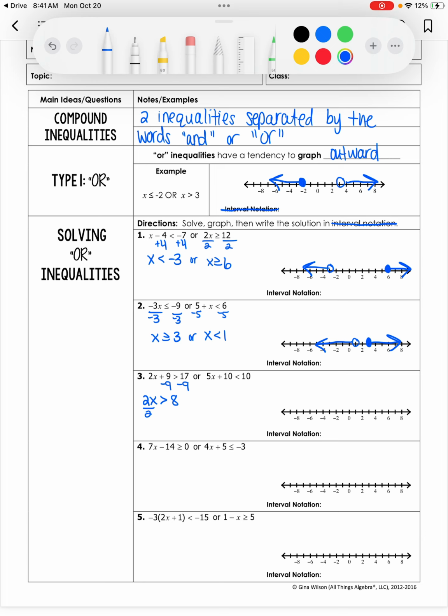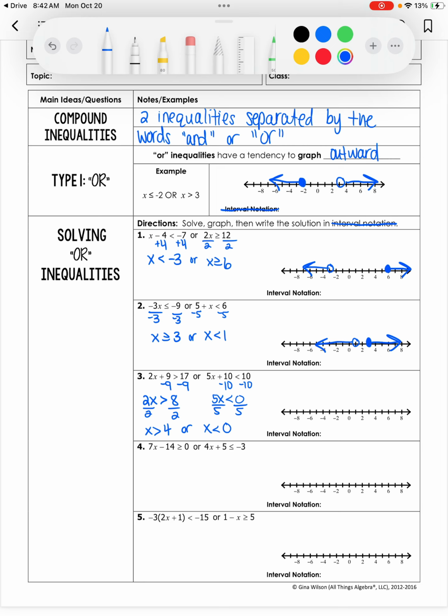And then we would divide by 2 and get x is greater than 4. So that's one answer. Or the other answer, we would subtract 10 from both sides, get 5x is less than 0. And when we divide both sides by 5, we're going to get 0 because 0 divided by 5 is 0. And overall, my answer would be x is less than 0.